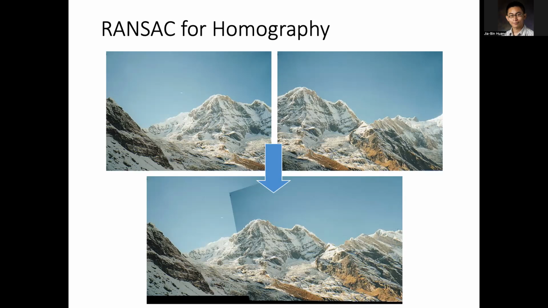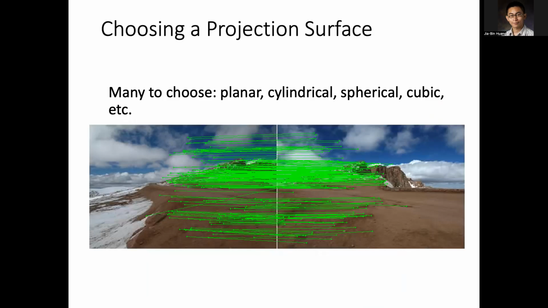All right, so everything is kind of connected. Once I have figured out the mapping from one image to another image, I need to warp it into this one. So here I need to make a decision on what the projection surface should be, which surface I should project the image onto. There are many choices. The simplest choice is the planar mapping.